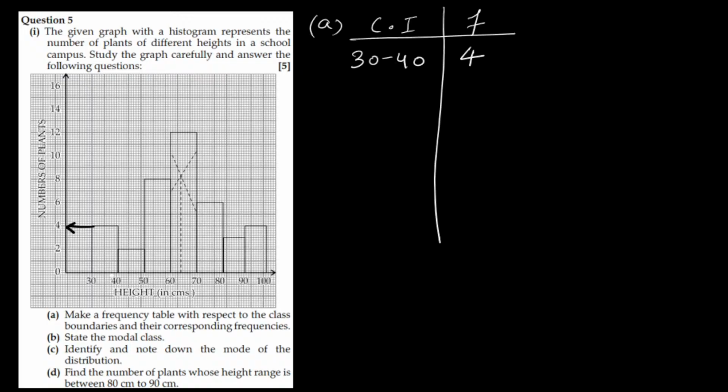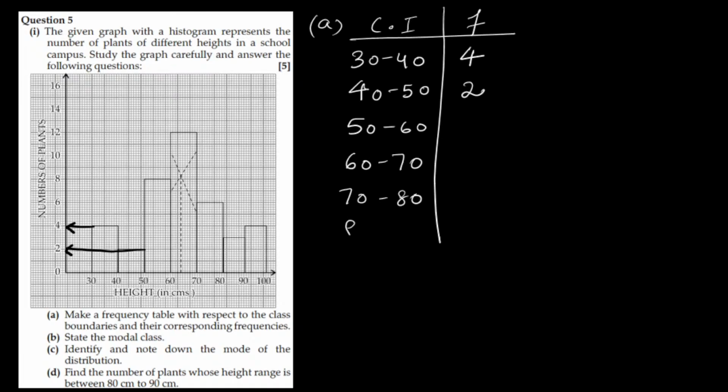Then the next one is 40 to 50. If you see, opposite to the highest point of the bar, you have to see the point along the y-axis. So this is 2. So that's the frequency. Then 50 to 60. First of all, let's write the intervals. 50 to 60, then 60 to 70, 70 to 80, 80 to 90, 90 to 100.